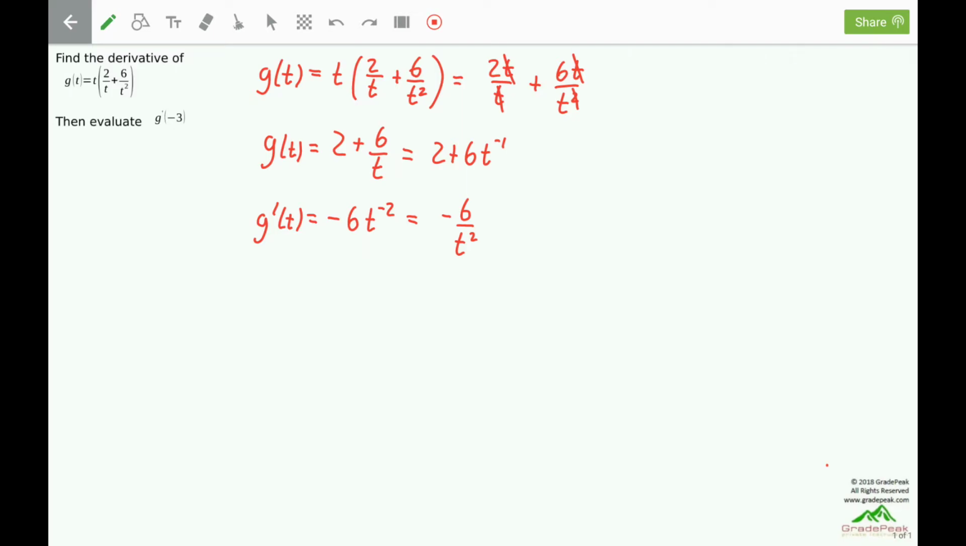The other thing we need to do is evaluate g prime of negative 3. g prime of negative 3 means to take the g prime of t and plug a negative 3 in for all of the t's, which will give us negative 6 over negative 3 squared. We need to square that negative 3. Negative 3 times negative 3 is a positive 9. So negative 6 over positive 9, which have a common divisor of 3. So we'll divide 3 into each of them. 3 into 6 is 2. 3 into 9 is 3. And we end up with negative 2 over 3.